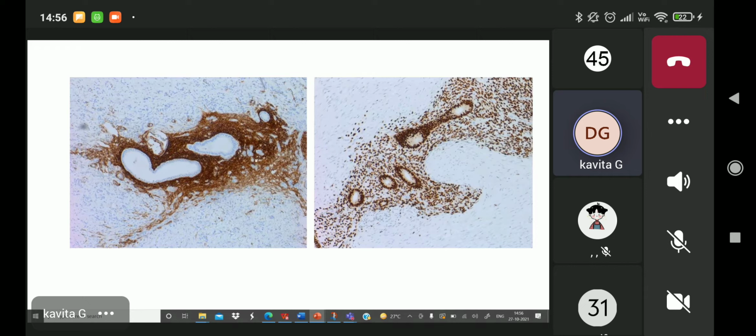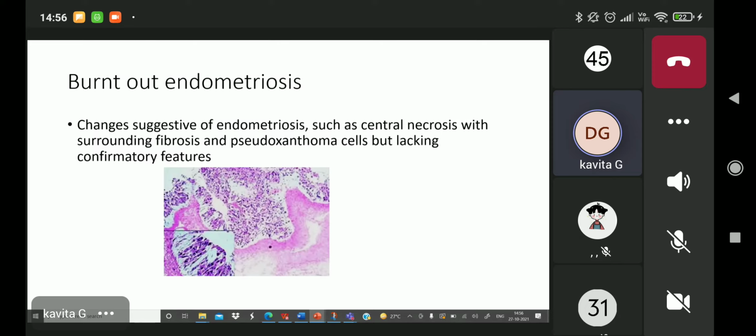So if I want to find out whether I have an endometriotic implant in the peritoneum, I can also put up an IHC. So there's a term called burnt out endometriosis, which are changes suggestive of endometriosis, but is lacking the typical features. What does this mean?